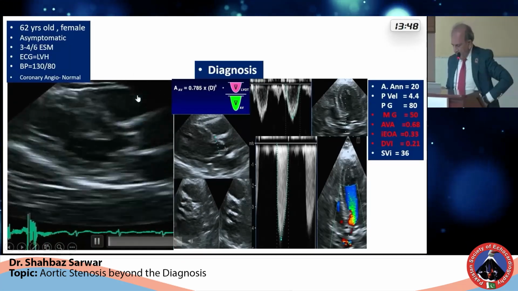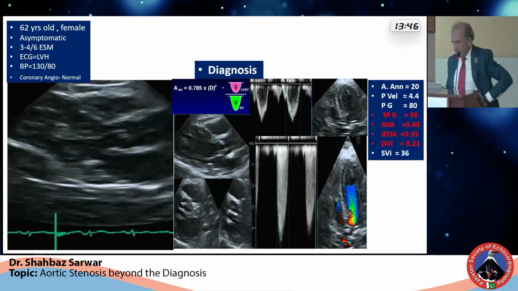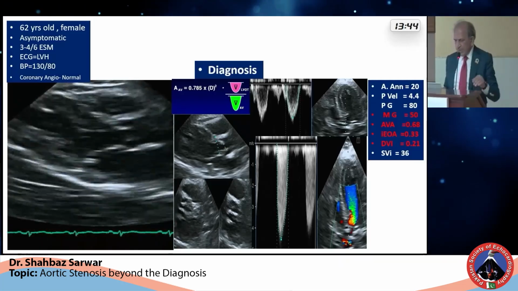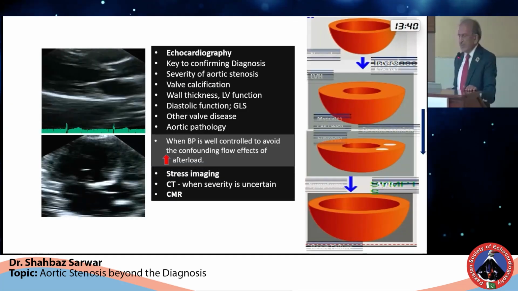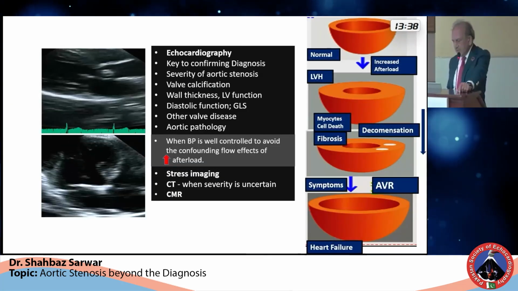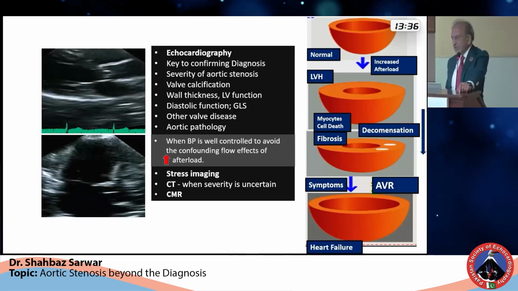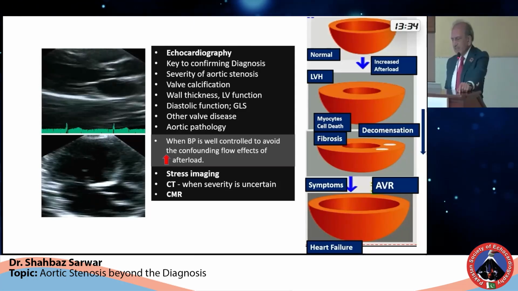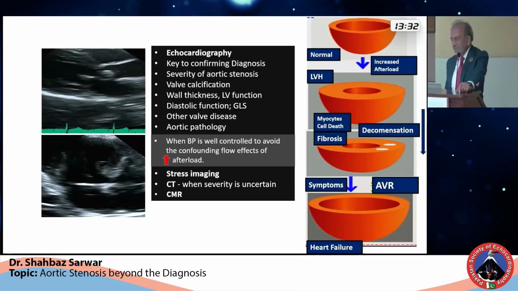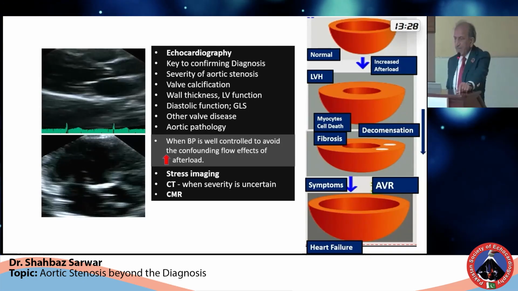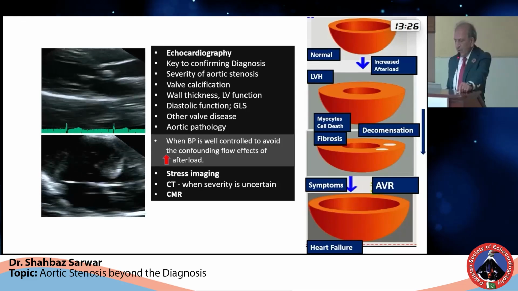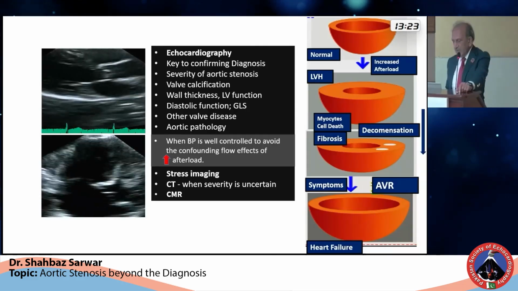So how do we deal with that? I'll talk during my talk about how we decided to deal with her. Echo is the key to confirming the diagnosis. It looks at the severity of the aortic stenosis, the valve calcifications, wall thickness and LV function, diastolic function, strain, other valves, whether they are involved or not, and the aortic pathology.